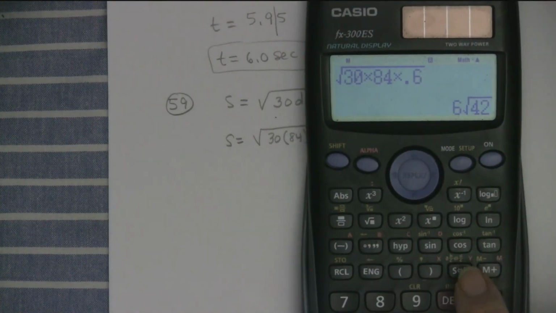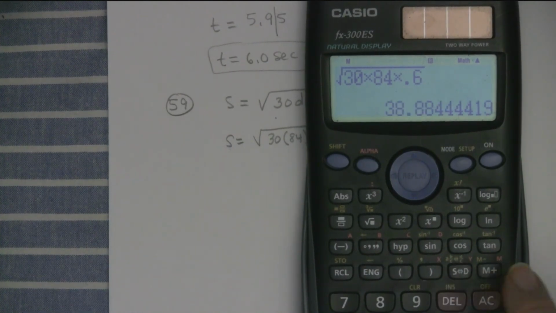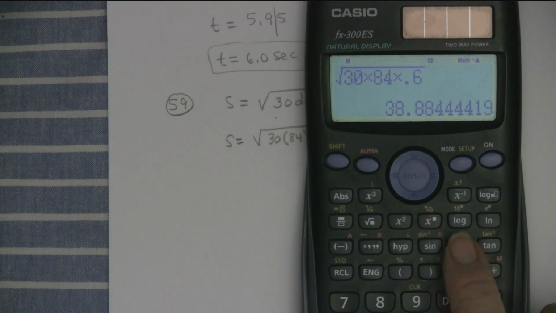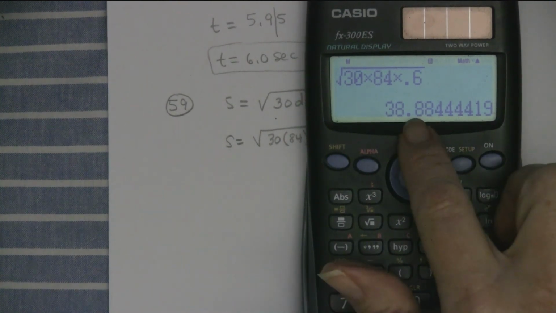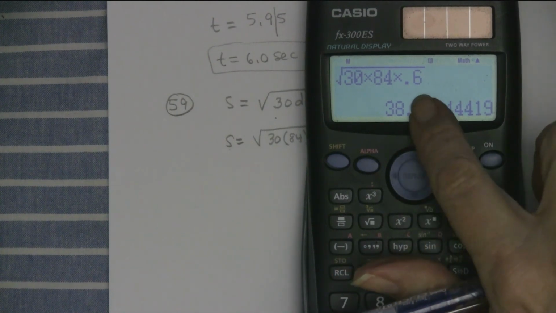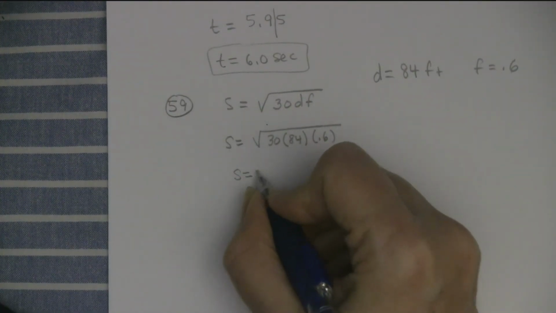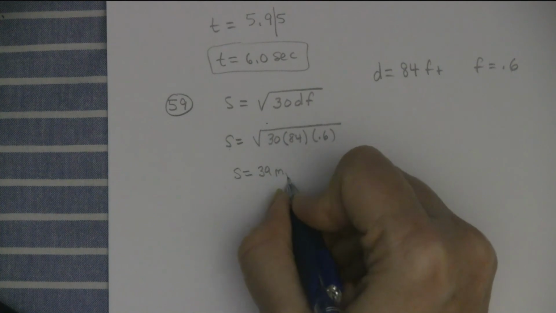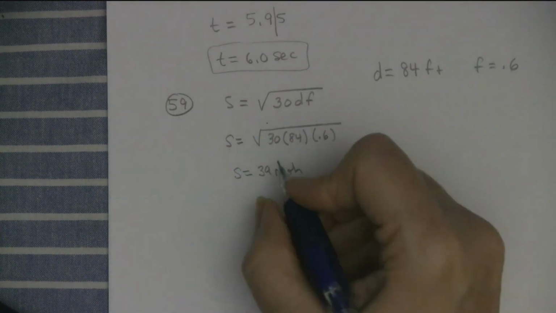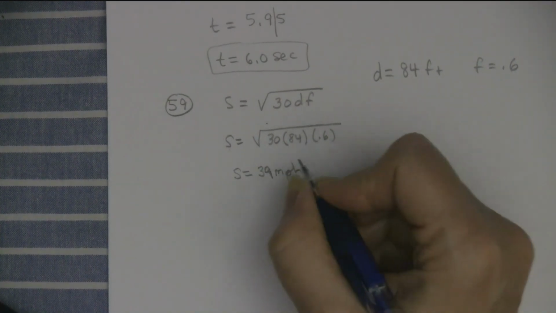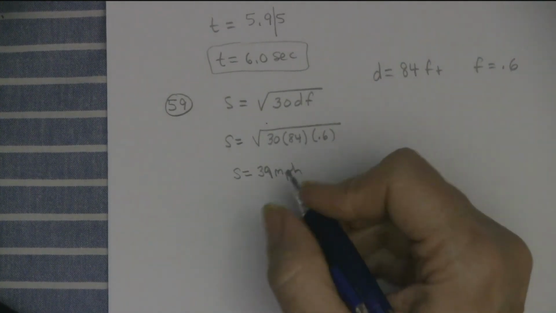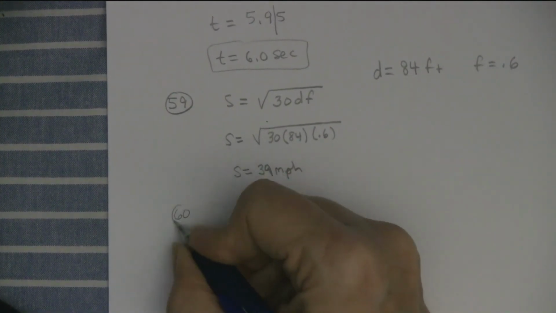And so, of course, they don't tell the judge 6 times the square root of 42. They tell the judge how fast they were going, and it said round speed to the nearest mile per hour. So this is 38.8. I want to chop this off and go to the nearest, so this is really 39 miles an hour. And so if you're in a 40 mile an hour zone, you're okay. But if you're in a school zone that's 25 miles an hour, that's not so good.